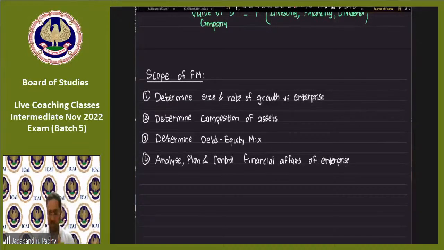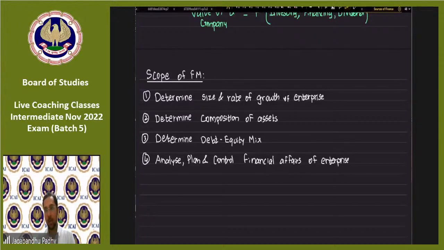So these are the four areas on which our finance manager should work. That's the scope of the finance manager. These are the four activities that a finance manager, or a CFO, is supposed to be working on. So that's the scope of the finance manager.